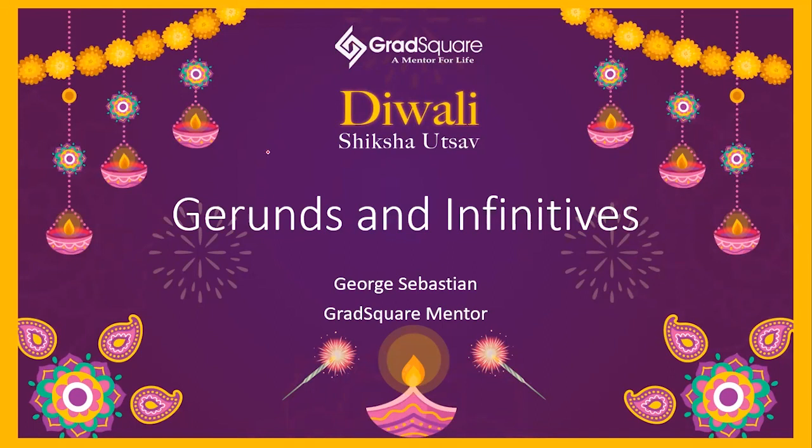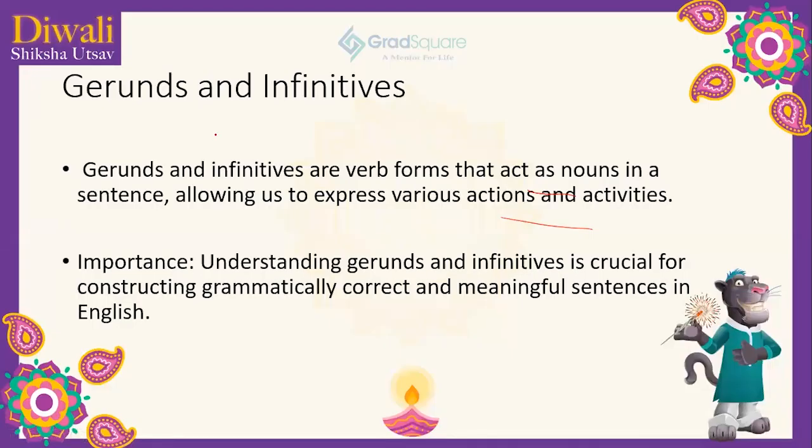In today's session, we'll be talking in detail about gerunds and infinitives. Basically, gerunds and infinitives are verb forms that act as nouns in a sentence, allowing us to express various actions and activities. The importance of talking about them is that only if we understand the correct usage of gerunds and infinitives will we be able to create a meaningful sentence in English. So it is very crucial that we understand the distinction between the formation of gerunds and infinitives and also their usage.